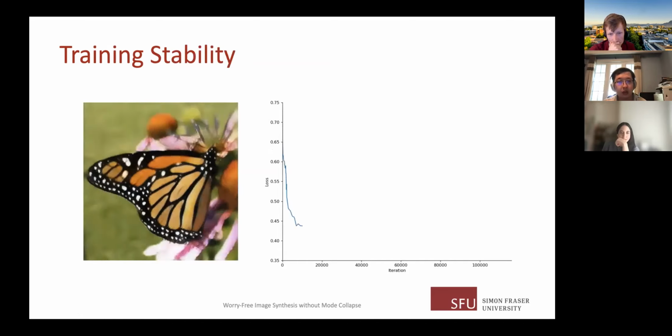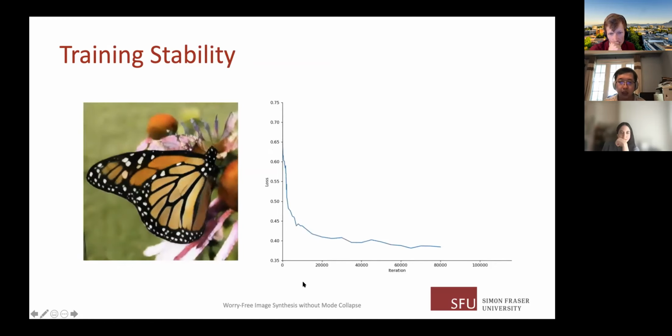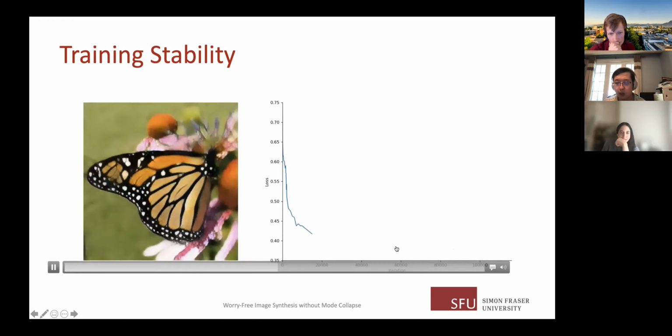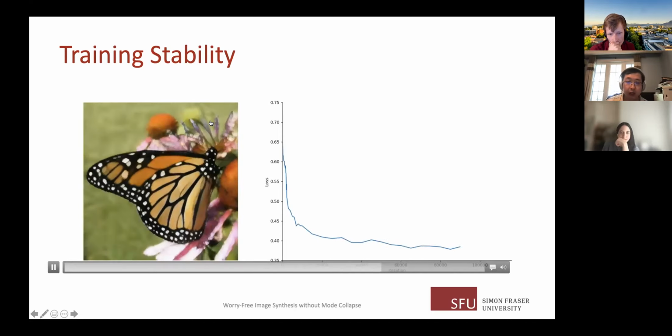This is an illustration of that. It plots the loss that we attain as we train the model. You can see that the loss is always going down, and the quality of the generated image is getting better and better as we train for longer.